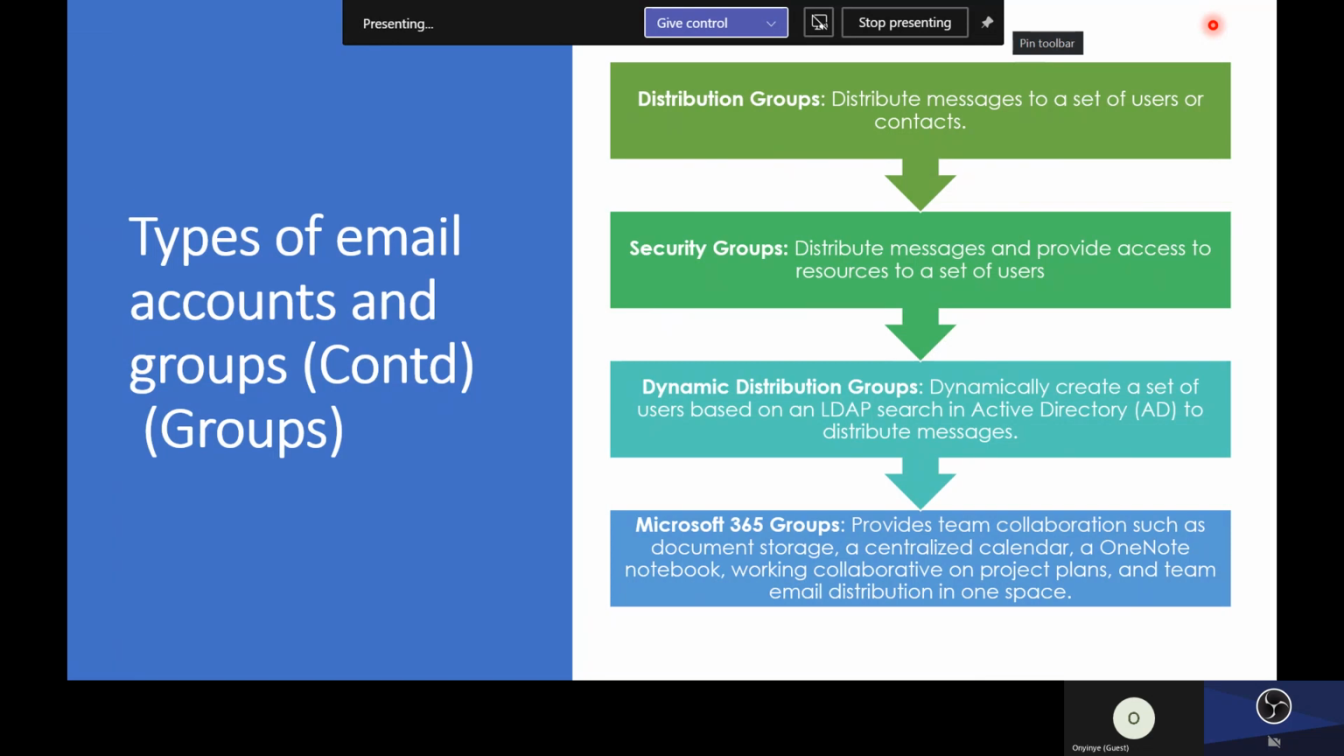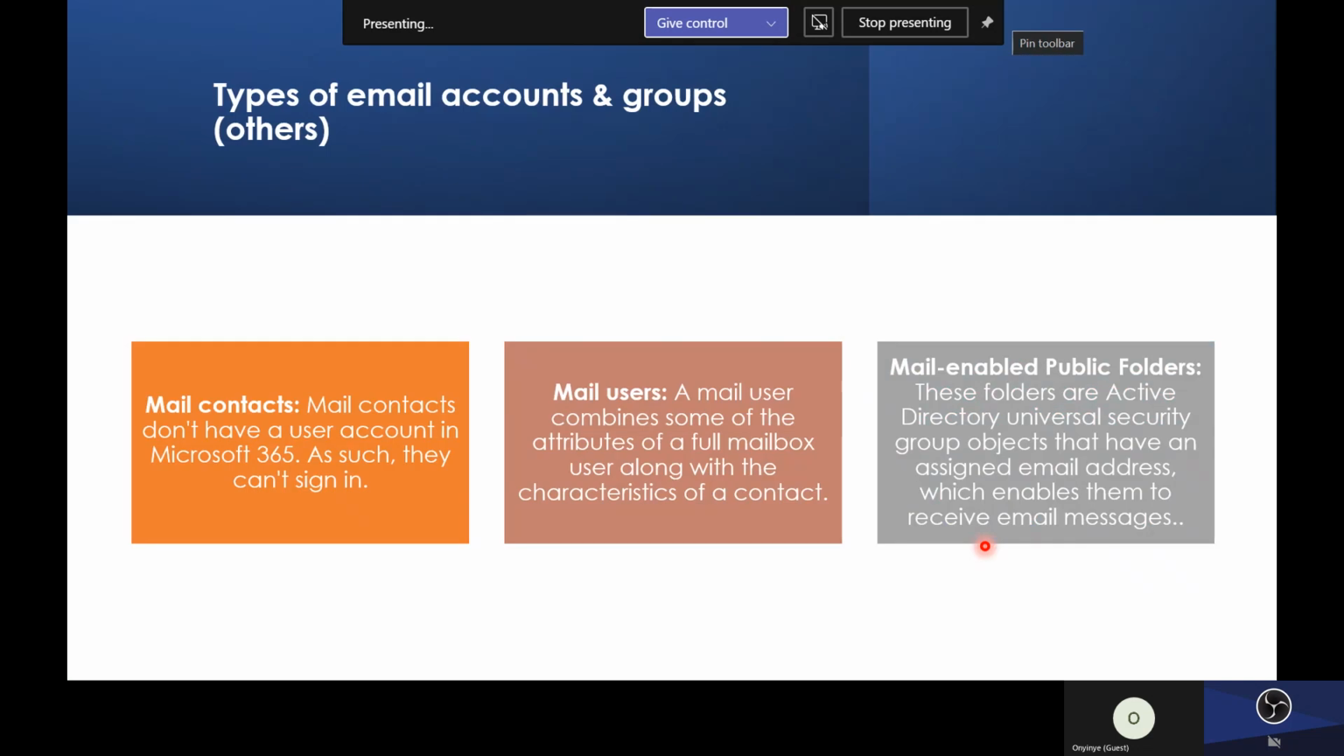Okay, so great. Let's move forward now. Let's look at the other types of email accounts that we can create. So we have what is referred to as mail contacts. What a mail contact does is that it doesn't have a user account with it in Microsoft 365. So as such, you can't sign in with it. Now, I'll tell you what the use case is like.